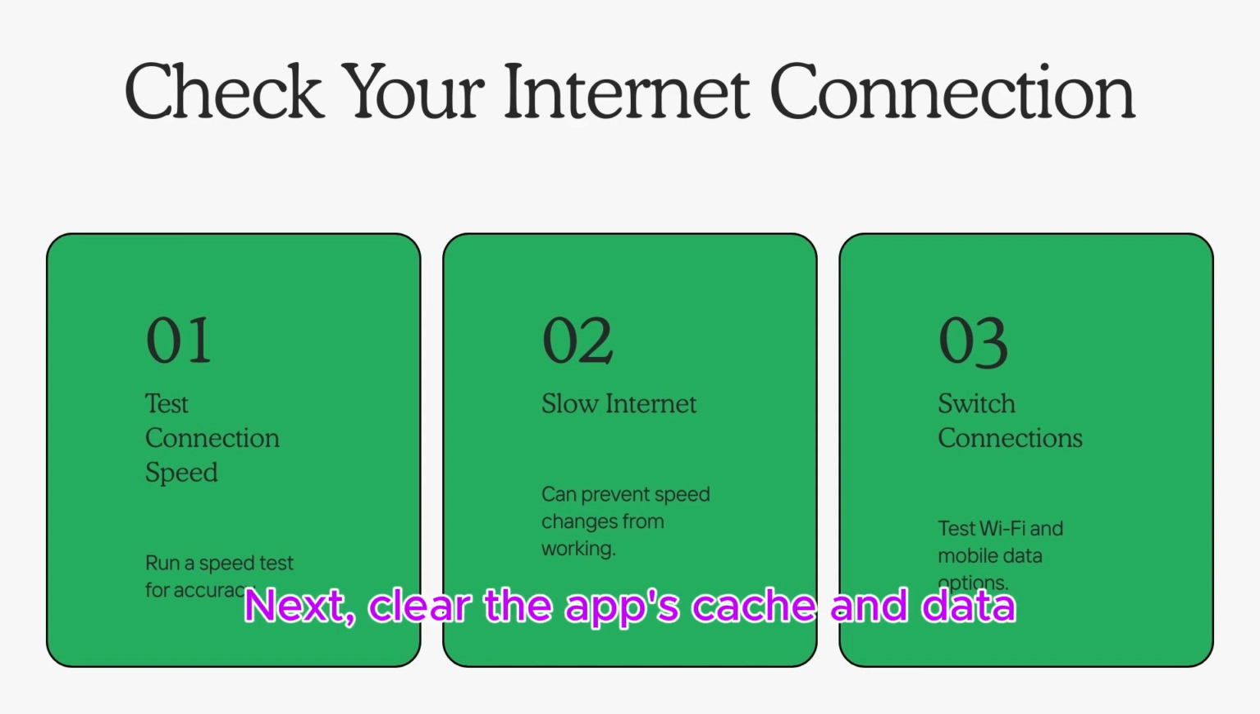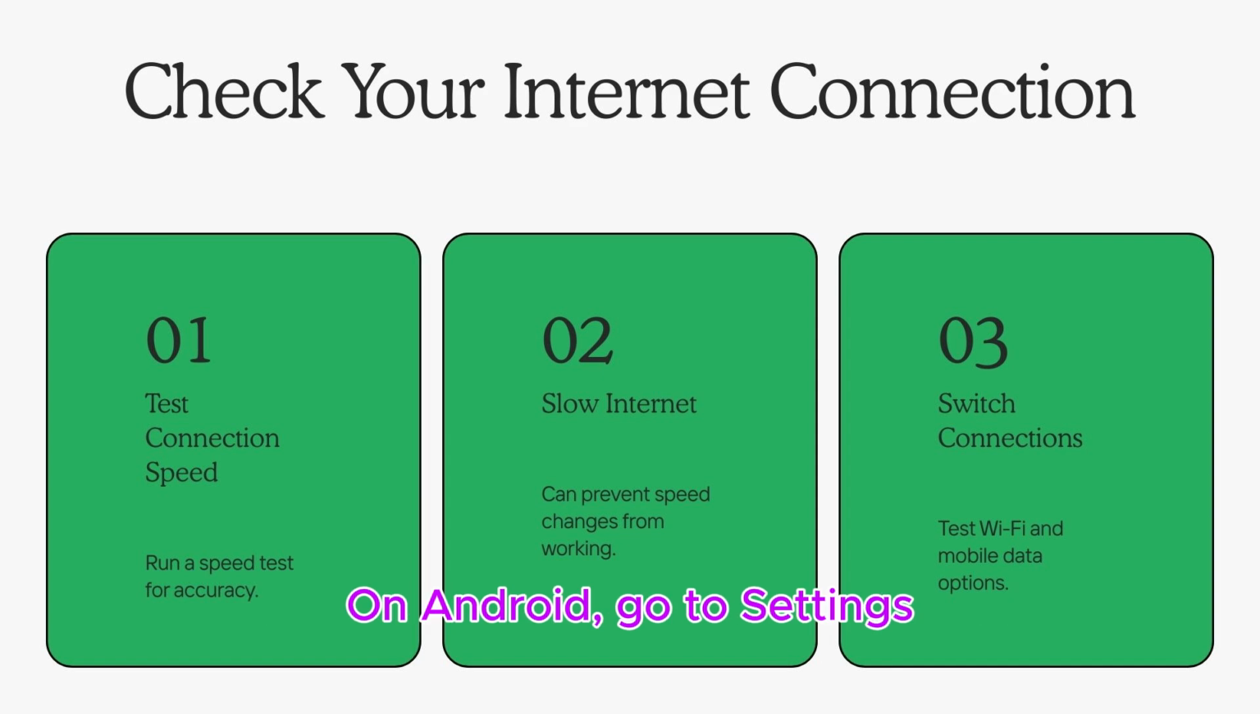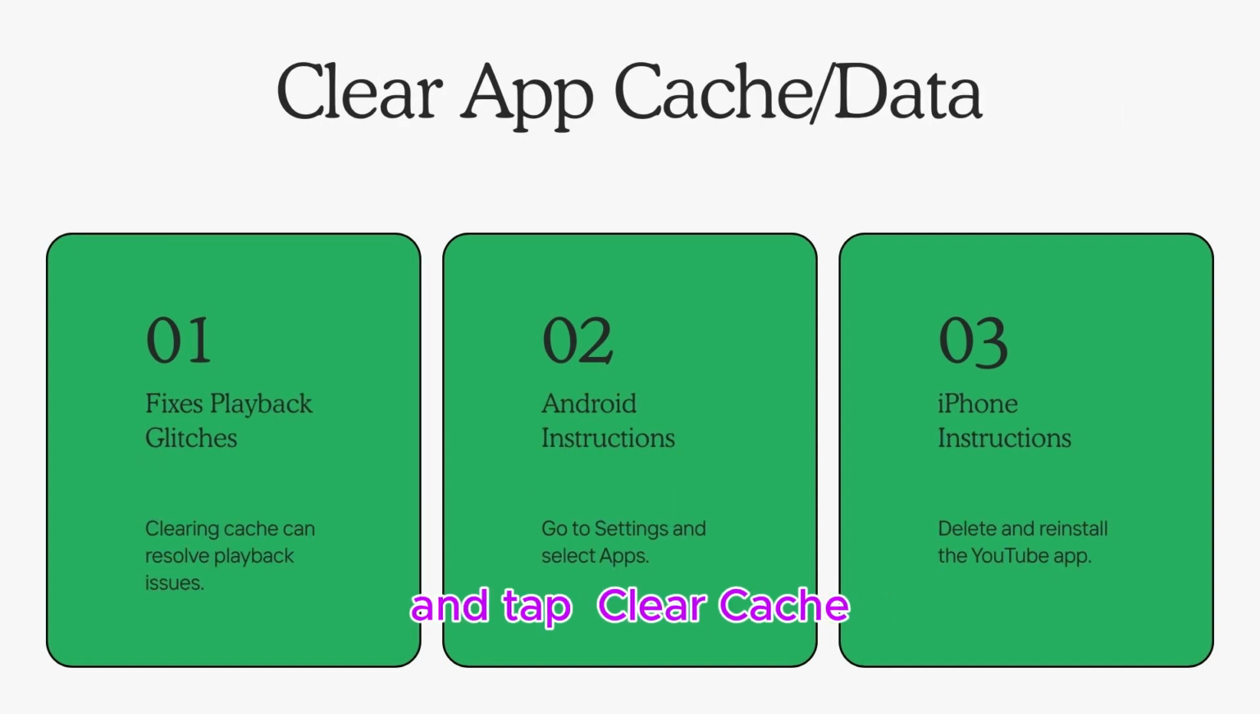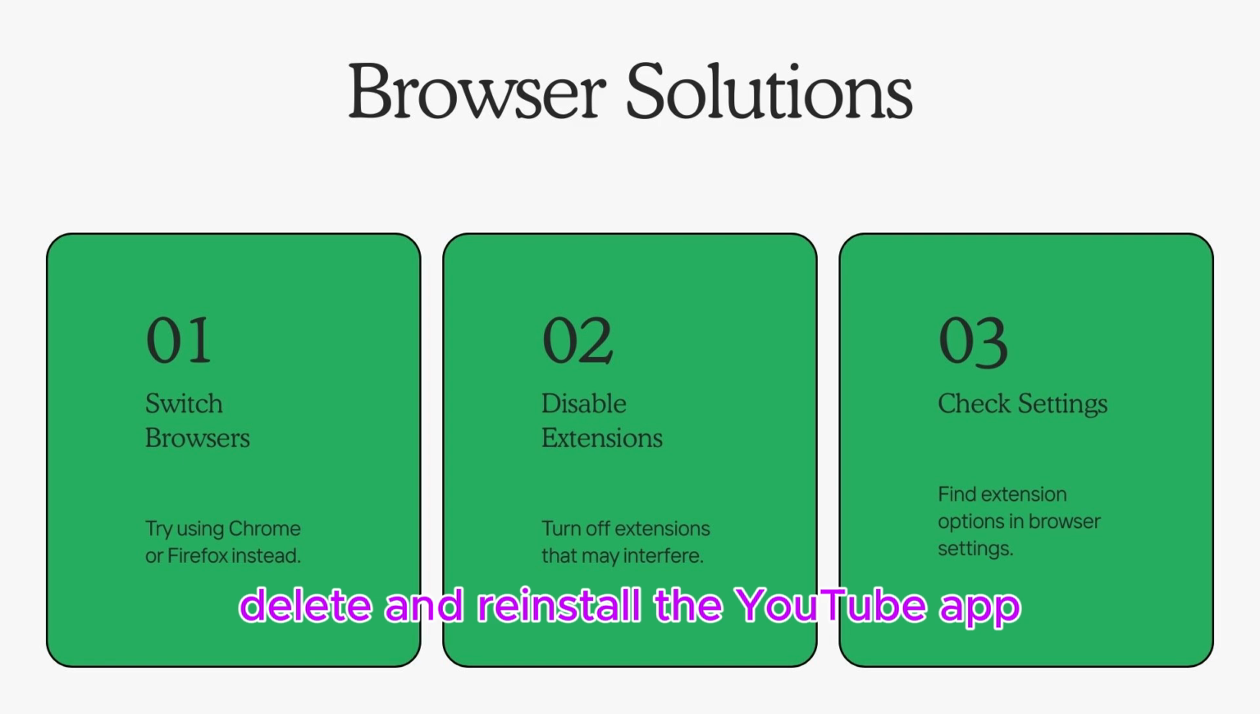Next, clear the app's cache and data. On Android, go to Settings, Apps, YouTube, Storage, and tap Clear Cache. If that fails, tap Clear Data, but note this will reset your in-app settings. On iPhone, delete and reinstall the YouTube app.